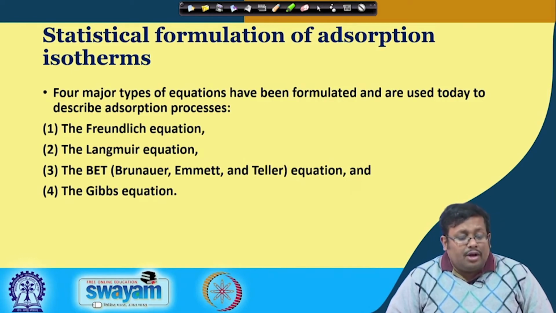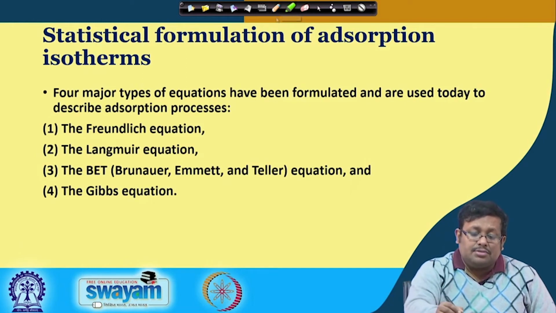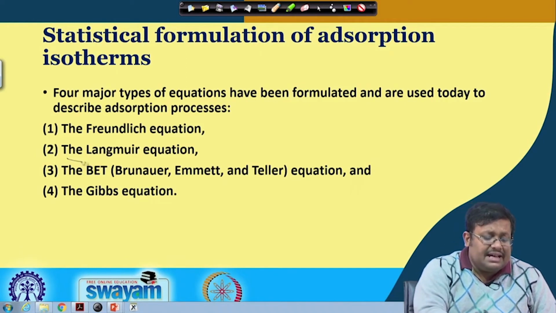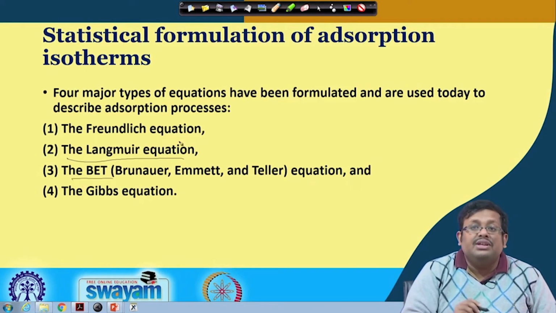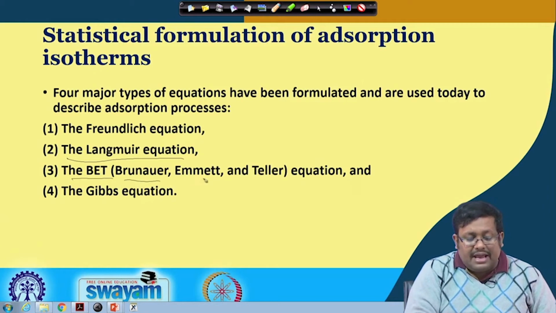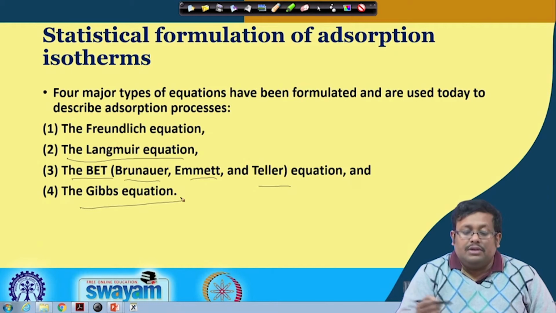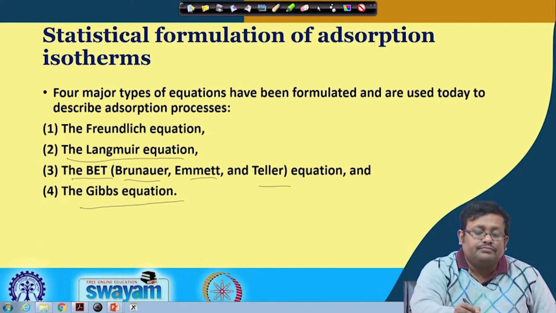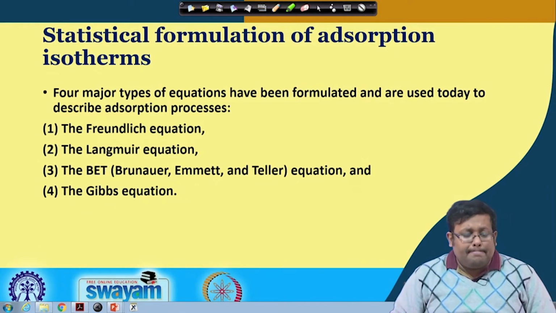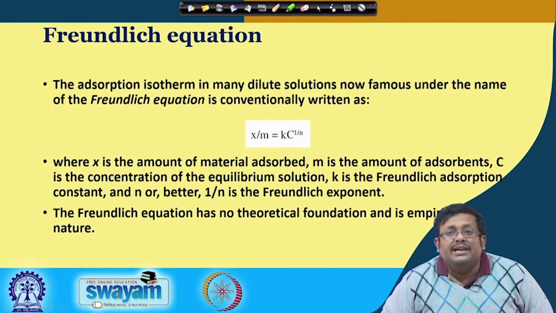We call it, first of all, the Freundlich equation or the Freundlich adsorption isotherm. Second is the Langmuir equation. Third is the BET equation. BET comes from 3 scientists' names, that is Brunauer, Emmett and Teller equation, and finally the Gibbs equation. So, we will cover them one by one. So, let us start with the Freundlich equation.